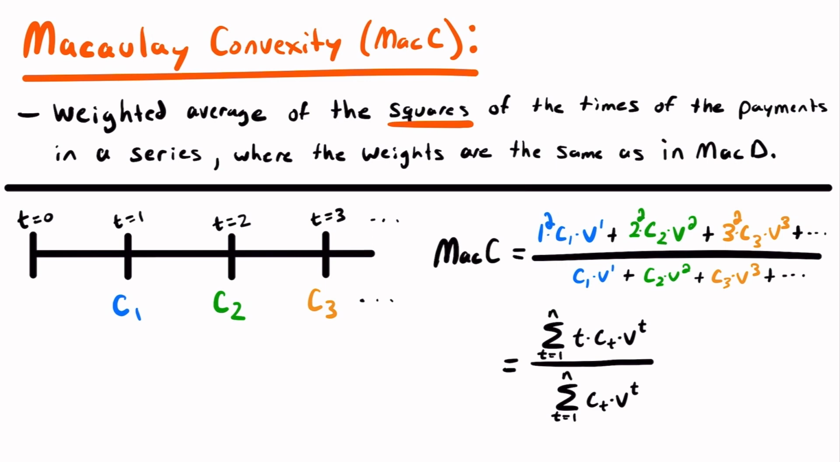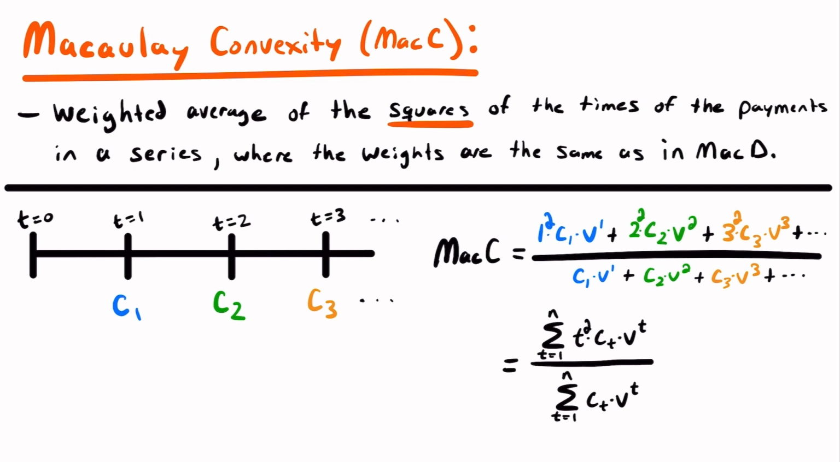All right, and so using that knowledge, we can make a pretty easy adjustment to this generalized form for the Macaulay duration to make it the generalized form of the Macaulay convexity. All we have to do is square t in the numerator. By changing that t from just t to the first power to t squared, we now have the formula for the Macaulay convexity. It really is just that simple.